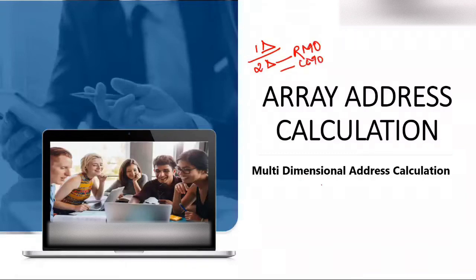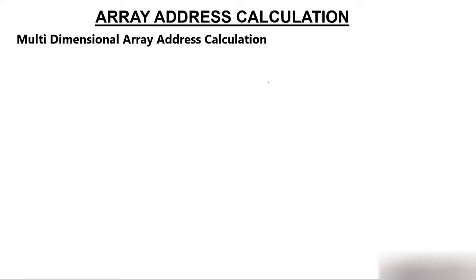Now we'll see multi-dimension. What do we mean by multi-dimension? It means when there is more than 2 dimensions, that is 3 dimension, 4 dimension, 5 dimension, n dimension that we talk about. Okay, so let's start with multi-dimension array address calculation.